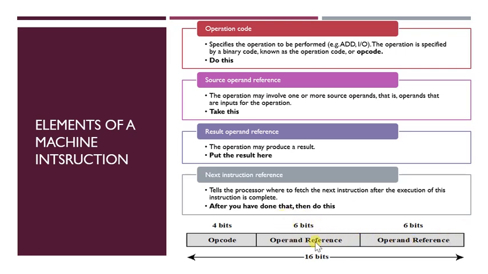Both operand references have 6 bits. This operand reference can be either a source operand, a result operand, or the next instruction reference. These are basically inside the machine instruction. This one is the operation code, or opcode, and the rest can be a source operand, a result operand, or the next instruction reference. We are going to see the categories of the source and result operands.